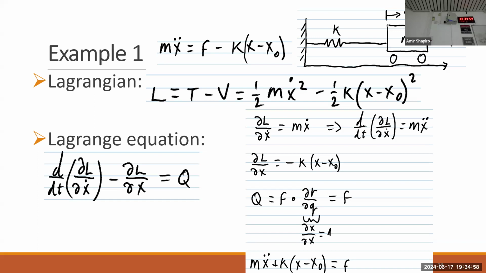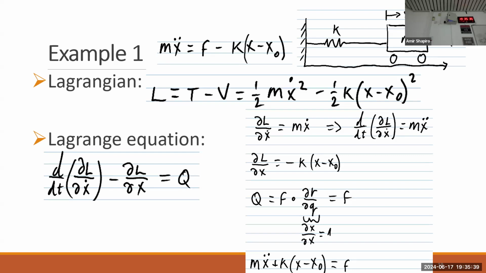Now we can take the derivative of L with respect to x. There is no x in the first term, but there is x in this second term. So the derivative of this is, the 2 and the half vanish, and we have x times k, minus k times x minus x0, with the minus here and here, and we get another minus here. So we get plus k.